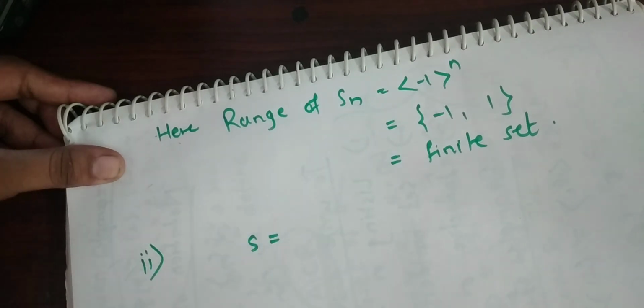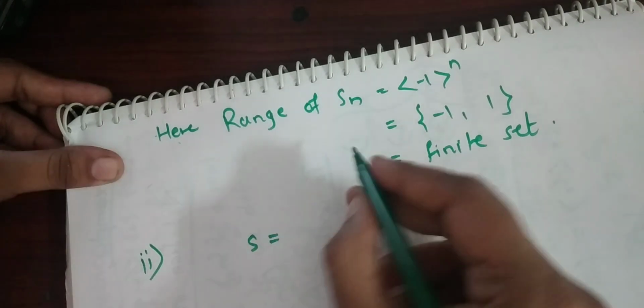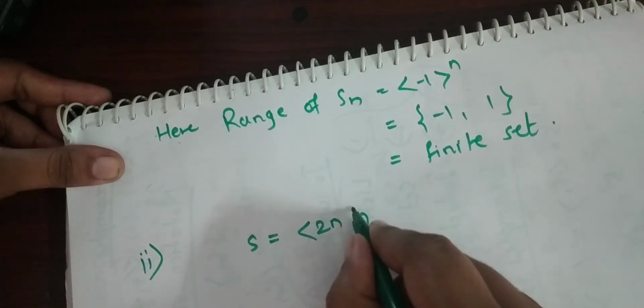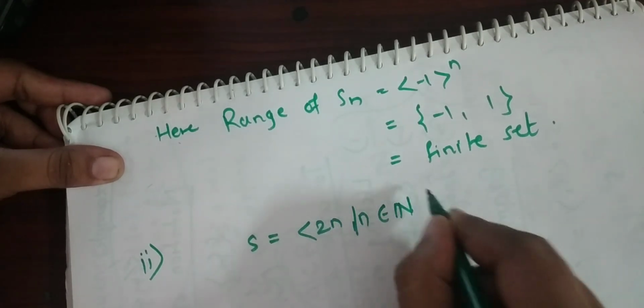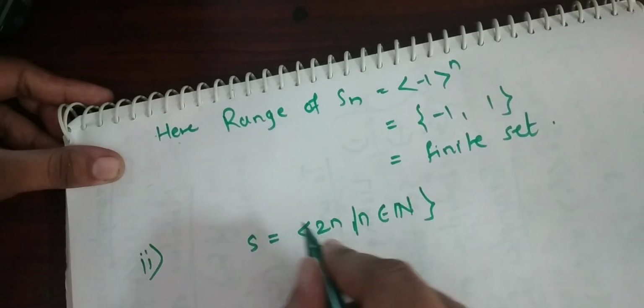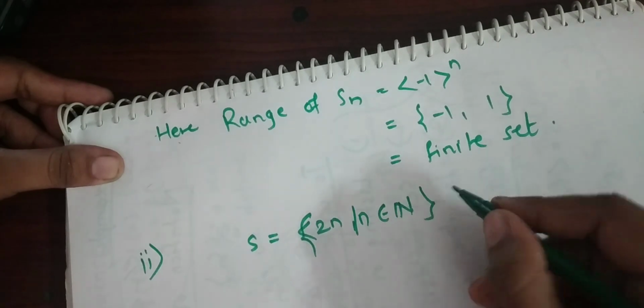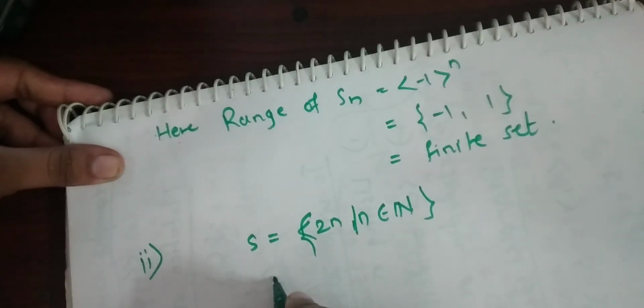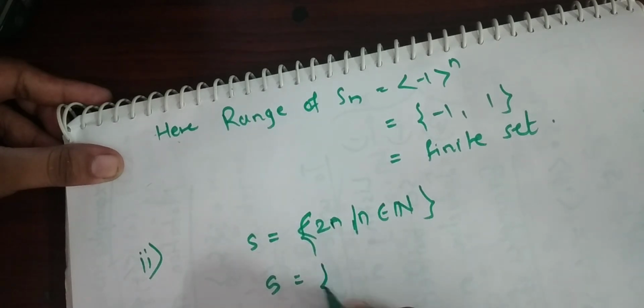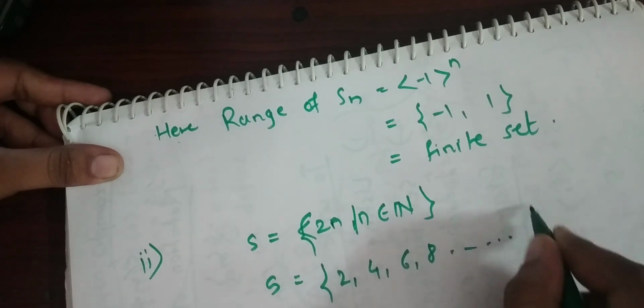Next example, find the range. Here I am taking the example S is equal to 2n, where n belongs to the set of natural numbers. Here in a sequence always n belongs to the set of natural numbers. So what is the range? Find S. Put here n is equal to 1, 2, 3, 4, 5. You will get a set like this, 2, 4, 6, 8 and so on.